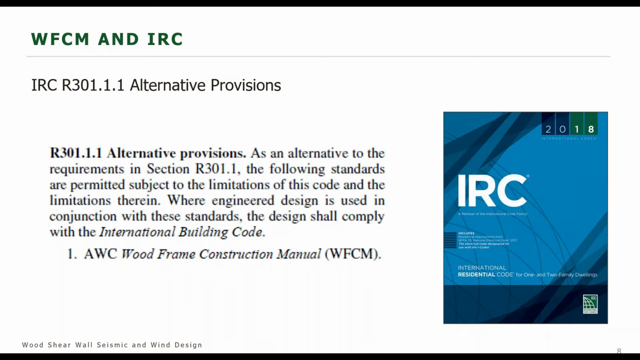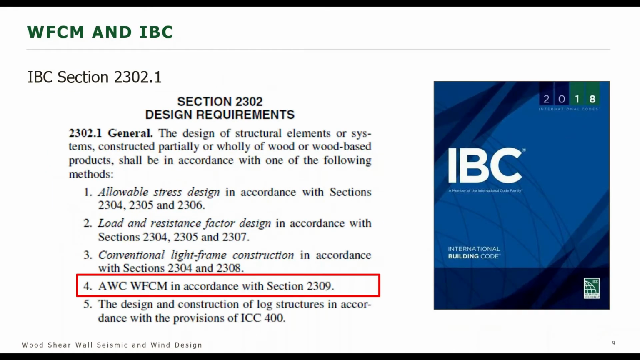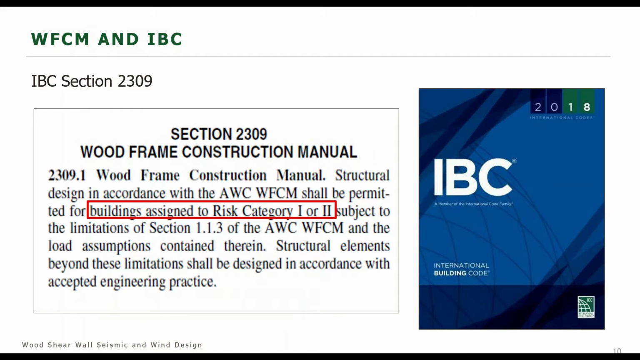It can be used in IBC designs, however. So if you go into IBC section 2302.1, you'll see that there are some design requirements, and it refers you further to 2309. So if you have a building that is in risk category 1 or 2, it can be designed using the Wood Frame Construction Manual. It does specify that the building needs to be within the requirements of section 1.1.3 of the WFCM.